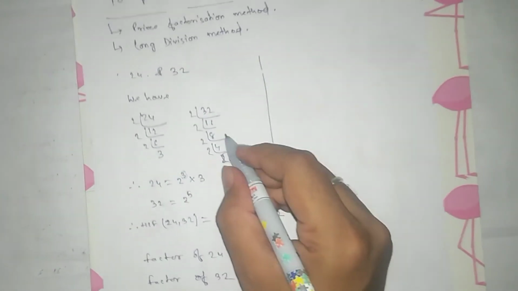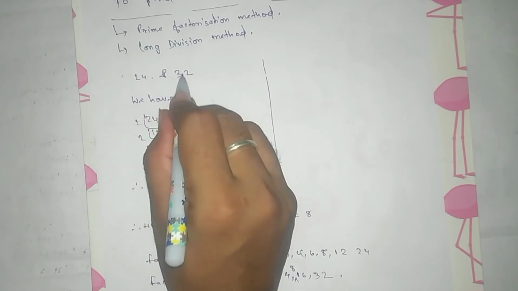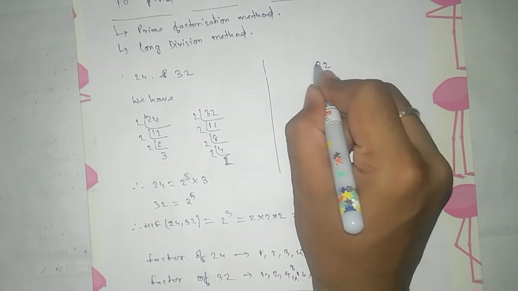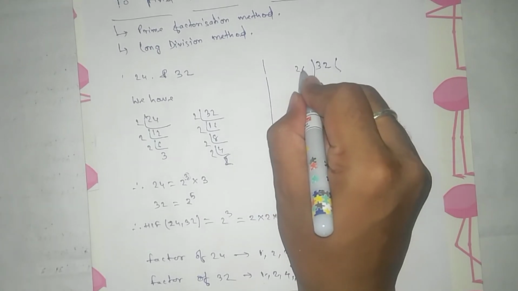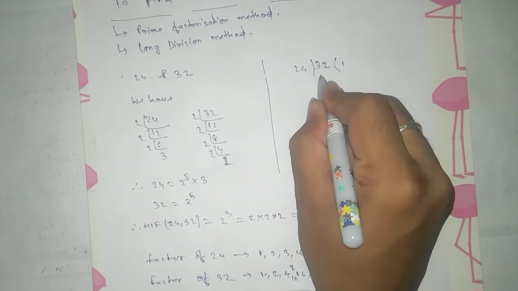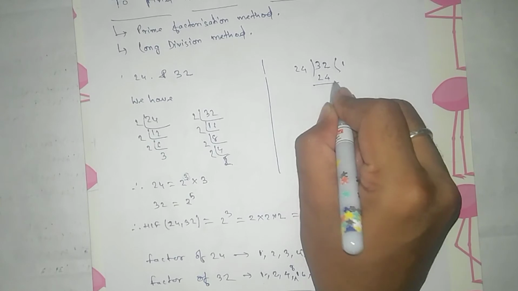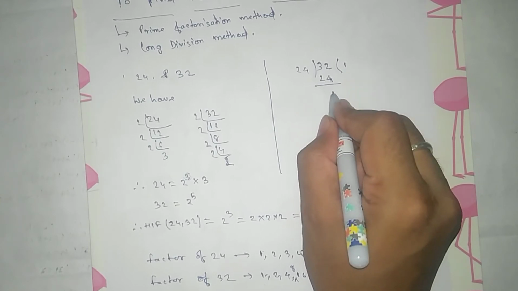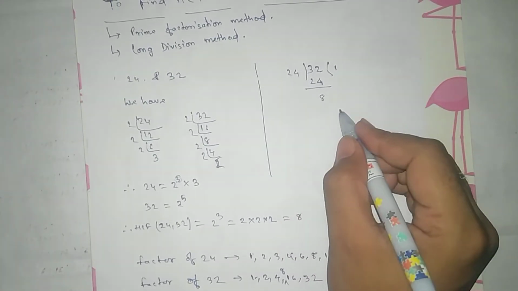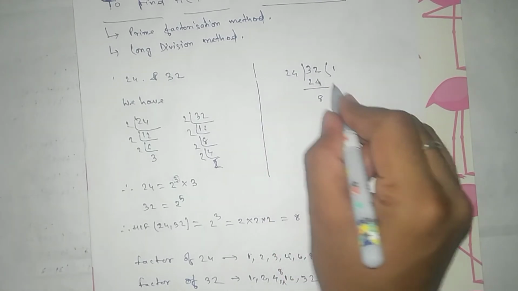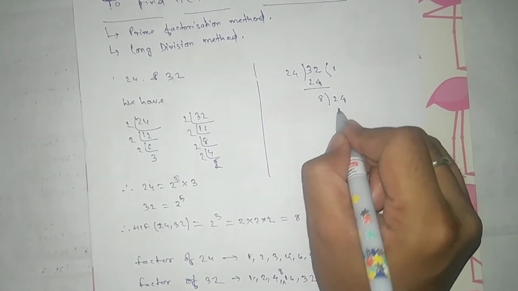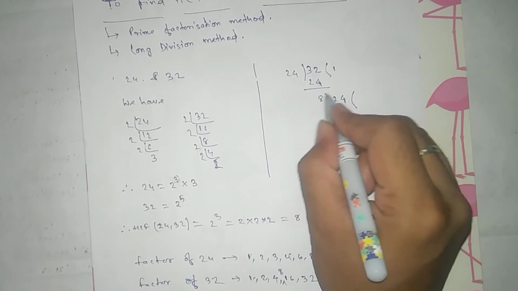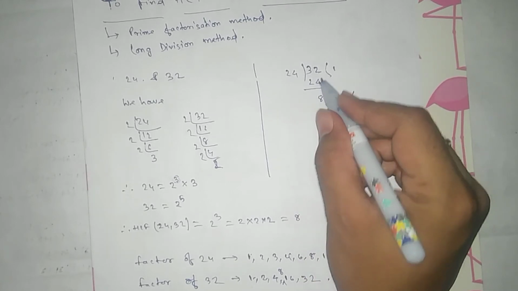For the long division method, you take the bigger number, 32. So 32 will be the dividend. We'll keep it inside, and 24 will be outside as the divisor. 24 goes into 32 once, and we get remainder 8. Now use the divisor as the dividend and continue this process until we get remainder 0.